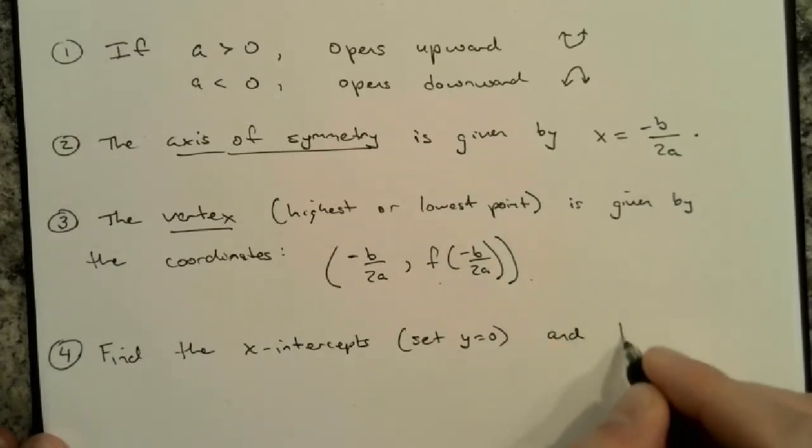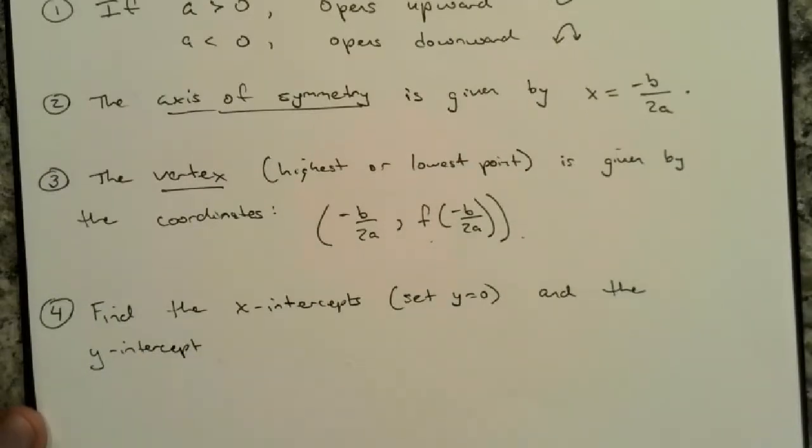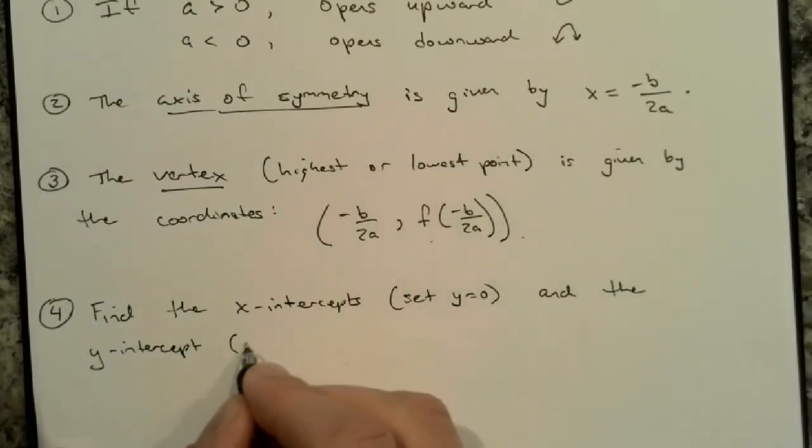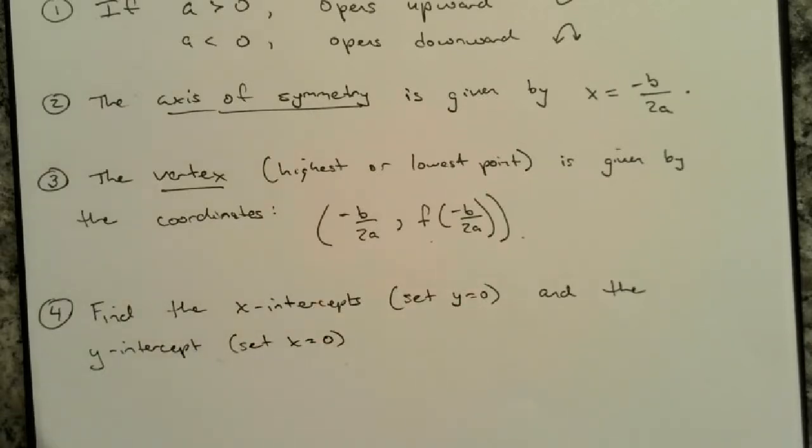And the y-intercept, which will always exist, and you find that by setting x equals 0, because to be on the y-axis, the x value is 0.